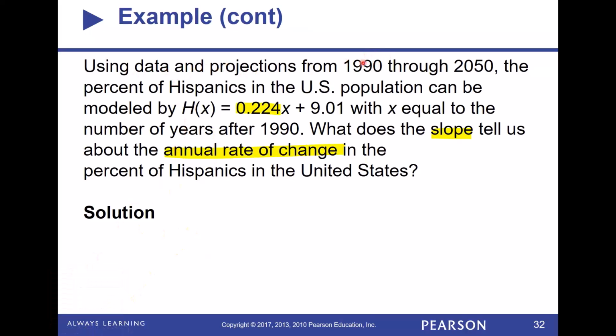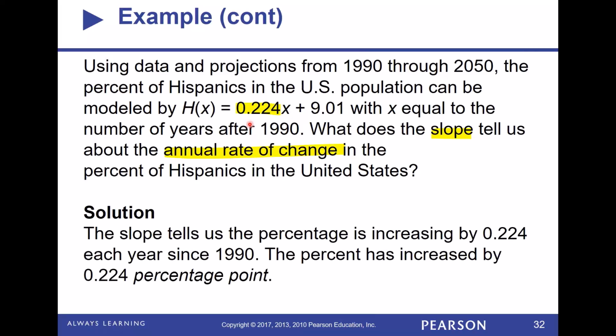So the data projected from 1990 to 2015. Now the percent of Hispanics in the US population is given by this model. So basically h of x is the percent of Hispanics. That's the y value, right? Okay, and x equals the number of years after 1990. So the percent of change over the number of years after 1990. So basically we can see that the percent has increased, and we say increased because this is a positive number here, by 0.224 percent points per year.